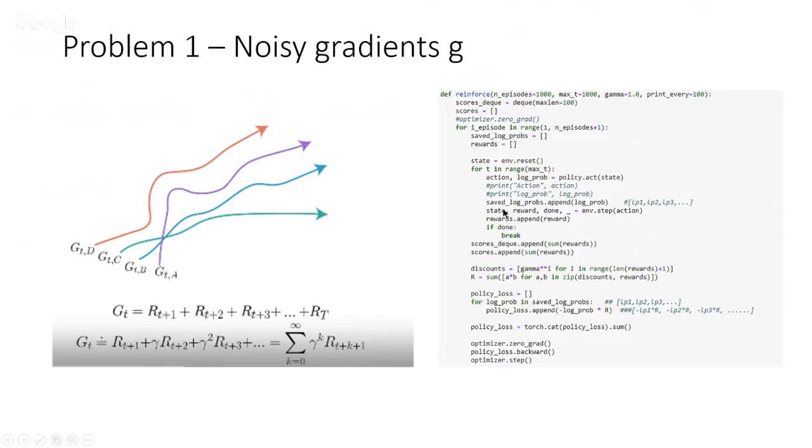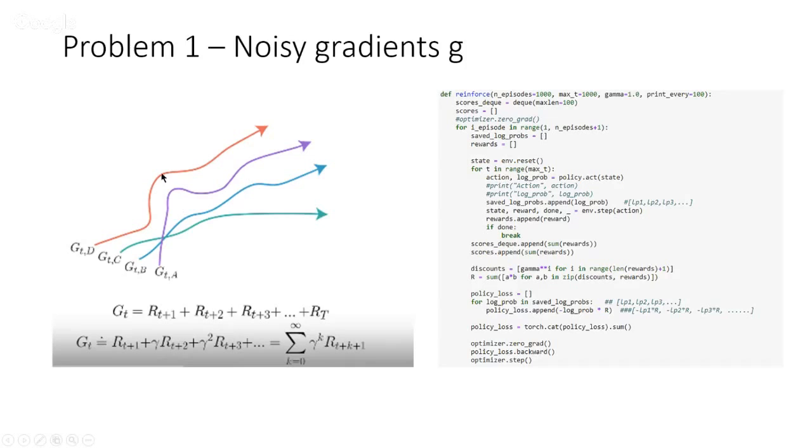We have to compute these trajectories, right? Time steps and trajectory. We collect one trajectory, and then we compute the return, right? Discounted return. And then we updated theta. Sorry, then we computed g after every trajectory.